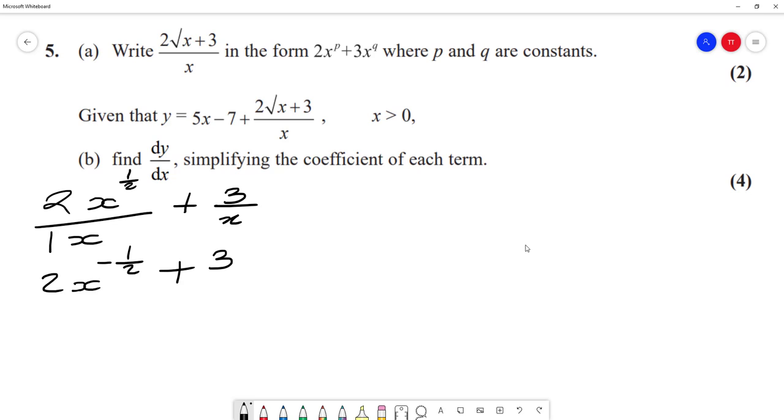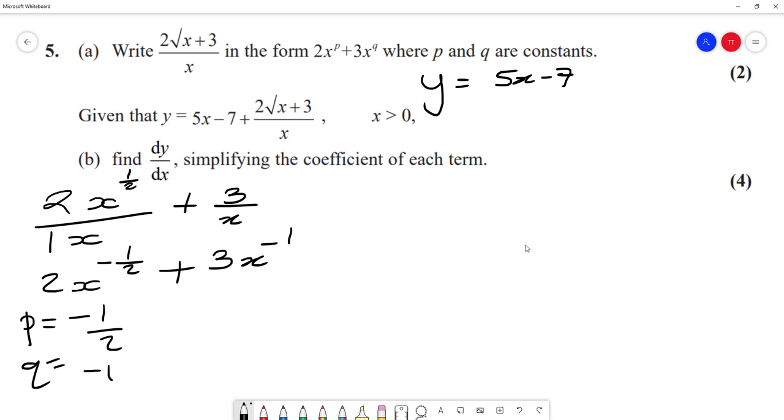Plus, I'm going to write this as 3x to the power of minus 1. We can never have a fraction in differentiation. Everything must be in terms of powers. So I've got p is minus a half and q equals 2 minus 1. So now we could write the function as what they have here, 5x minus 7 plus 2x to the power minus a half plus 3x to the power minus 1.